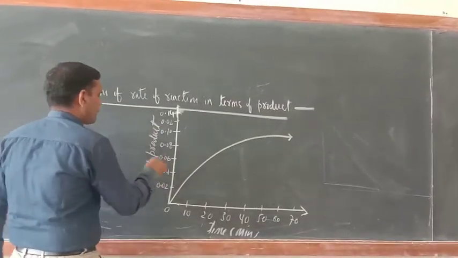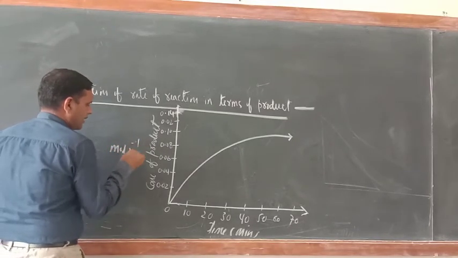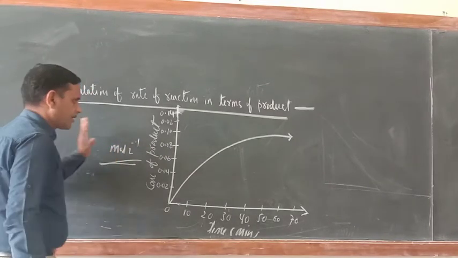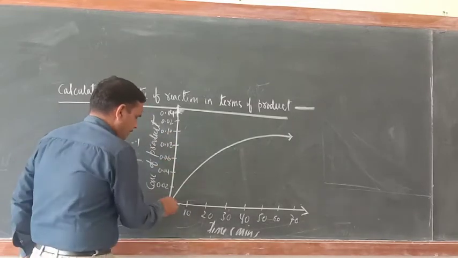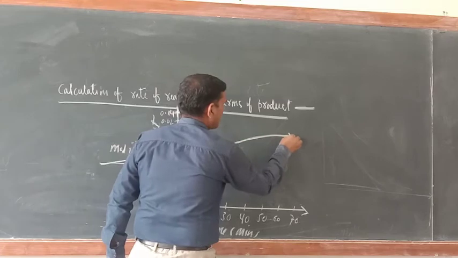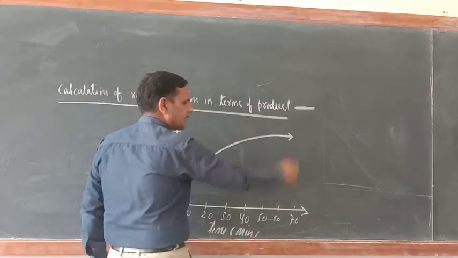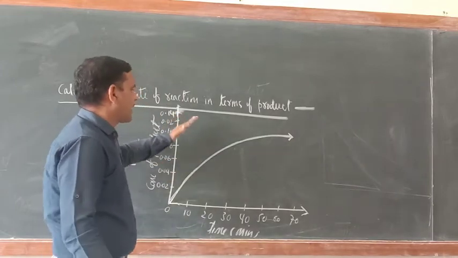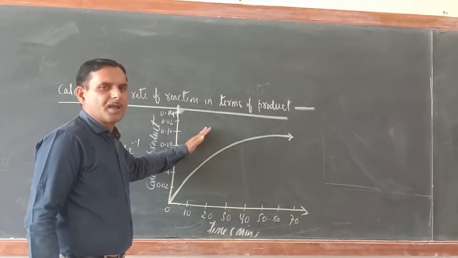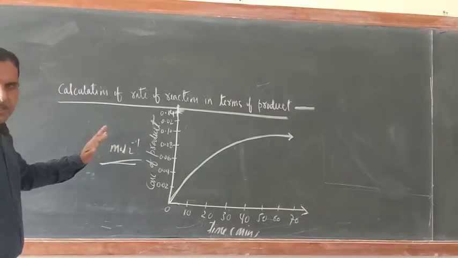Concentration of product in mole liter inverse. Now just see, the product graph is like that. With the passage of time, the concentration of product increases. Now suppose I want to calculate the average rate of reaction in terms of the product graph. Then how will you calculate?